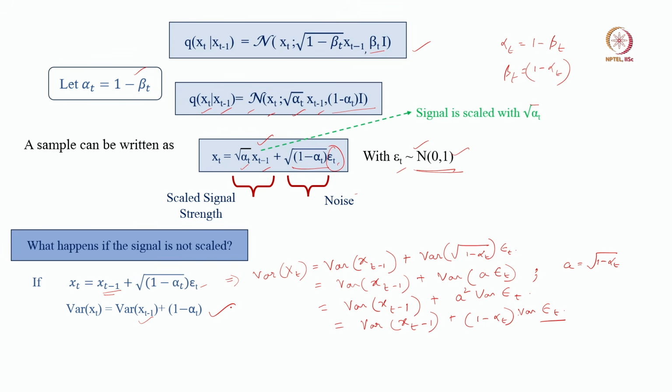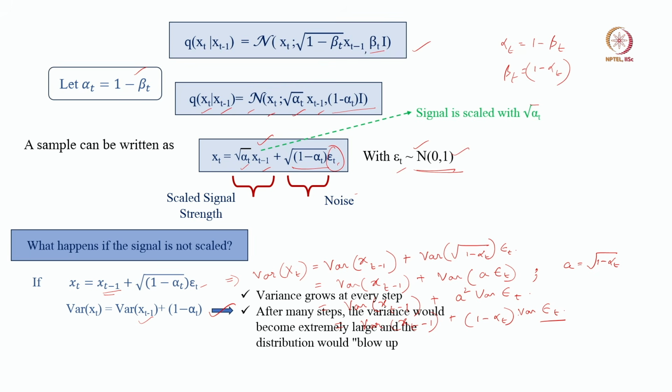Now, what happens if I take the entire previous image? The variance grows. This variance of x t minus 1 keeps on growing, and after many steps the variance would become very large and the distribution will blow up. So, this is the problem if we take the complete image, that is, the complete image of the previous step. That is the reason we take a scaled version of the previous image.